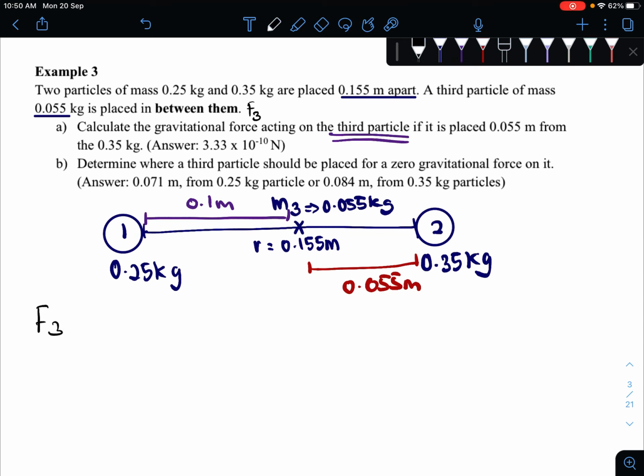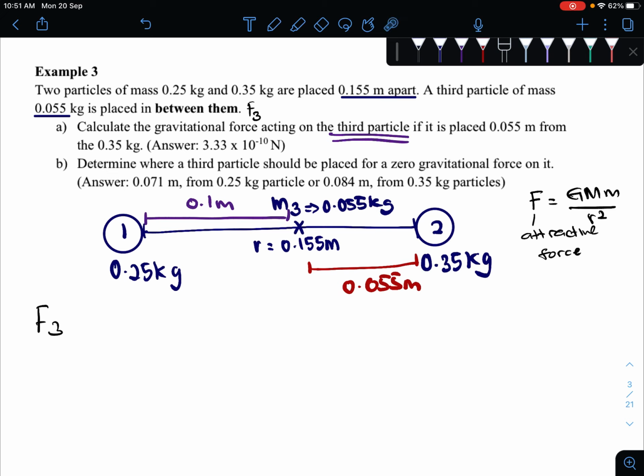Kita nak cari F3. Okay, we know F dekat sini dalam chapter ni adalah Gmm over R square. And this is Newton's law of gravitation, which is gravitational force. Dia cakap any two particles will experience attractive force. Maksudnya bila ada dua particles yang being placed close to each other ataupun berada dalam kawasan yang berdekatan, mereka akan attract each other. Okay, dia akan attract each other.